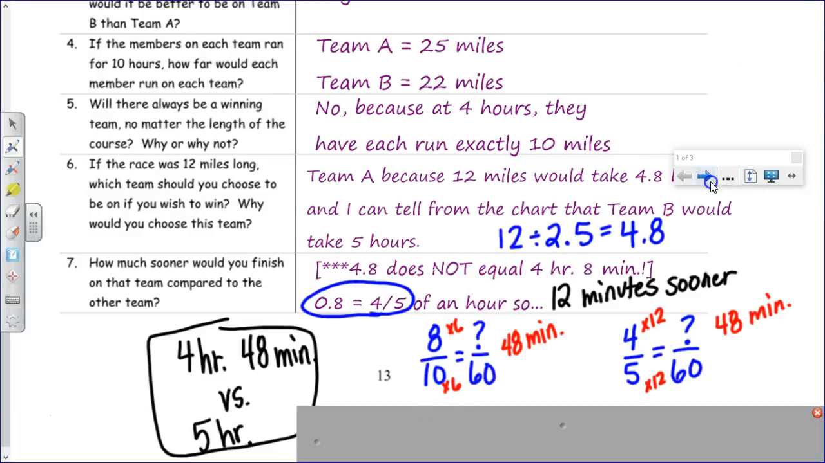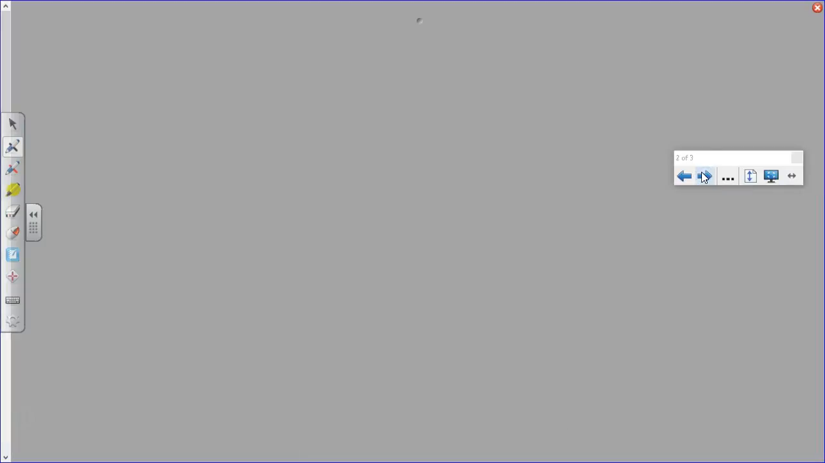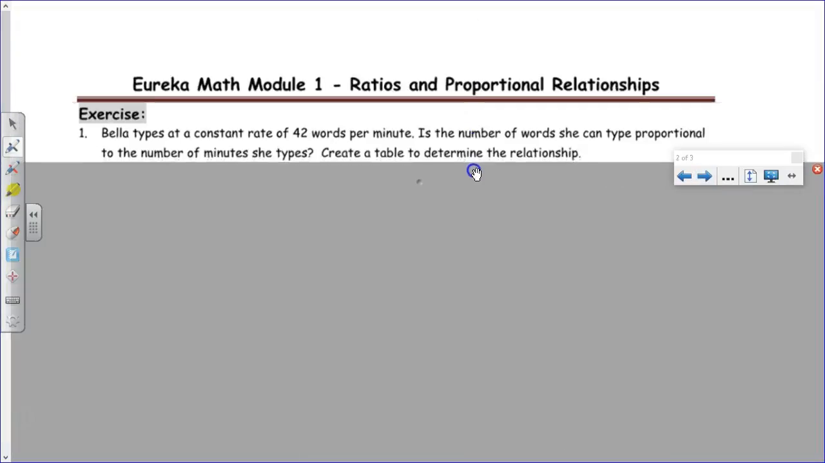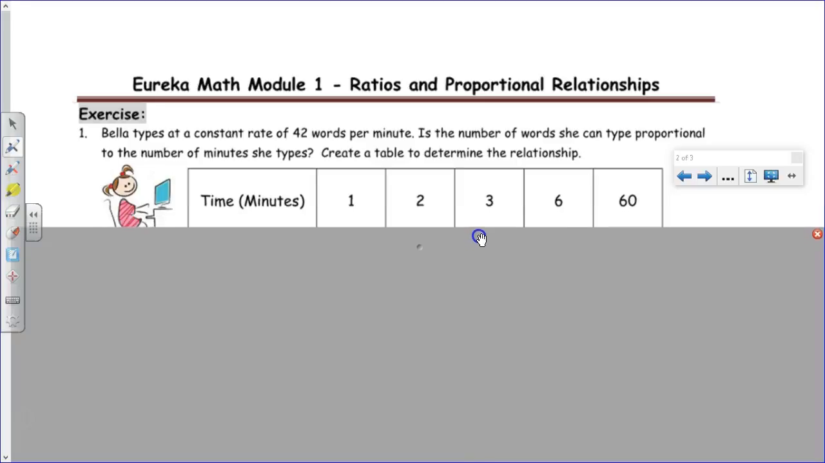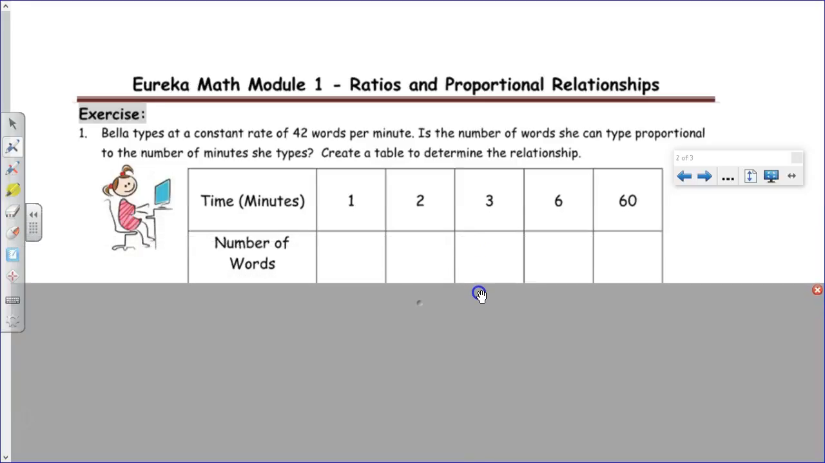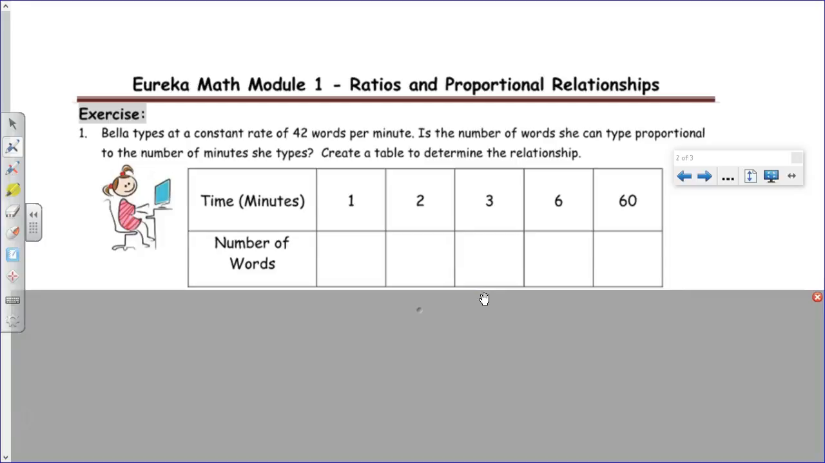All right, let's look at the exercises on the back. Bella types at a constant rate of 42 words per minute. Is the number of words she can type proportional to the number of minutes she types? So if she types for 1 minute, how many words is that? If you marked the text where you should have, you've got 42 words per minute. So 42 words in 1 minute.